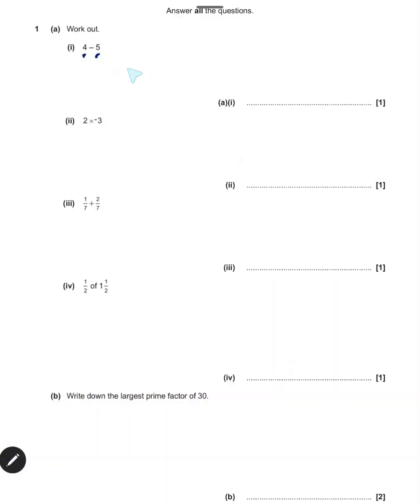We're going to start at 4 and take away 5. Imagine a number line if you need this. Starting at 4, 5 that way, you'll end up at -1. 2 times -3, well 2 3s are 6, so 2 times -3 is -6.